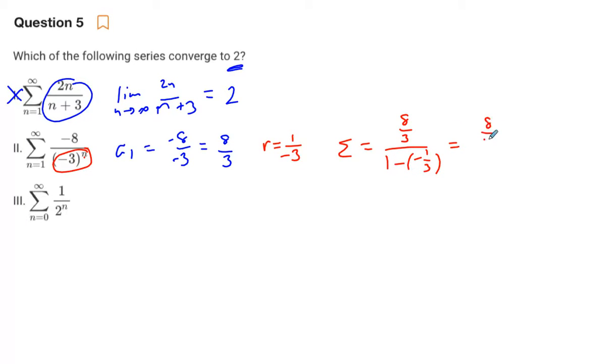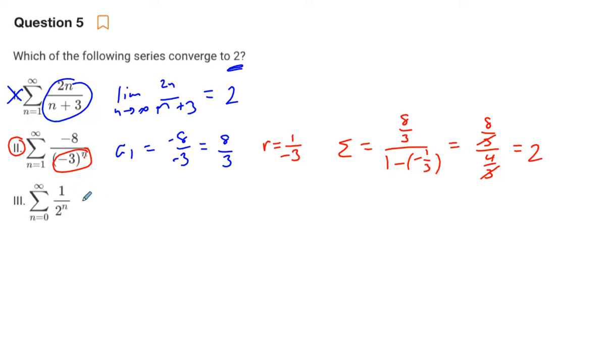That's 8 thirds divided by 3 thirds plus 1 third, so 4 thirds. The 3's cancel, and it is 2. So this is, so far, a candidate or is part of the solution. Let's check the last one.